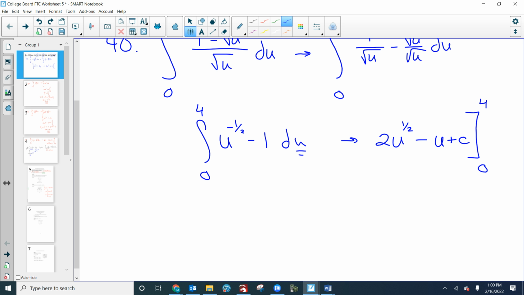Plugged in 5 pi over 6, plugged in pi over 6, subtracted. What'd you get, Adam? Oh, 2 radical 3. Radical 3 minus the negative radical 3 is 2 radical 3. Questions for Adam? Thank you.